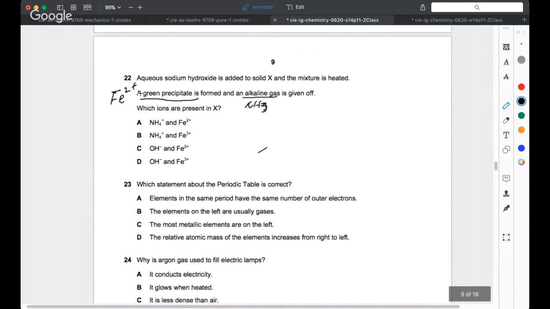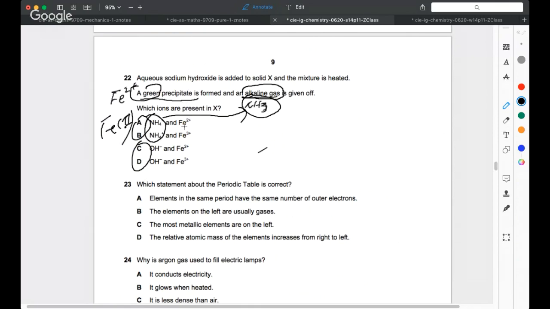Number 22. So we have an alkaline gas. So if you look at A, B, C, and D, A and B will give you an alkaline gas, which is ammonia. C and D, obviously, you cannot get a gas from hydroxide ions. So A and B, and we know it is a green precipitate, which means we have iron 2. So the right answer is A.